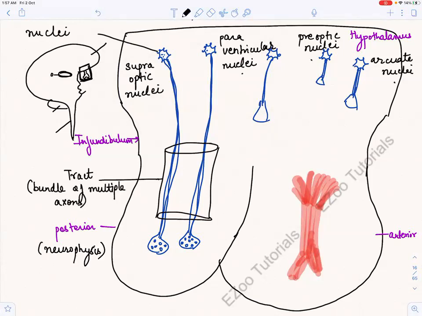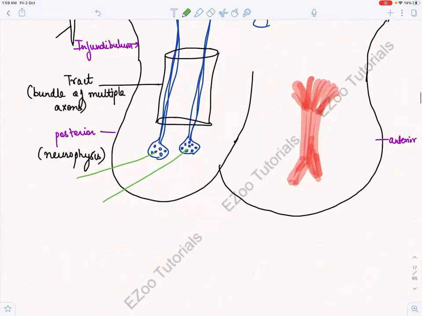So what happens? Let us take a different color. The supraoptic nuclei and paraventricular nuclei of the posterior pituitary gland secrete two hormones, right? Do we know what these two hormones are? ADH and oxytocin. I'm not going to tell you the name. Go back and see, you were not concentrating and that's why now you don't remember. ADH, let's tell you: anti-diuretic hormone, right?